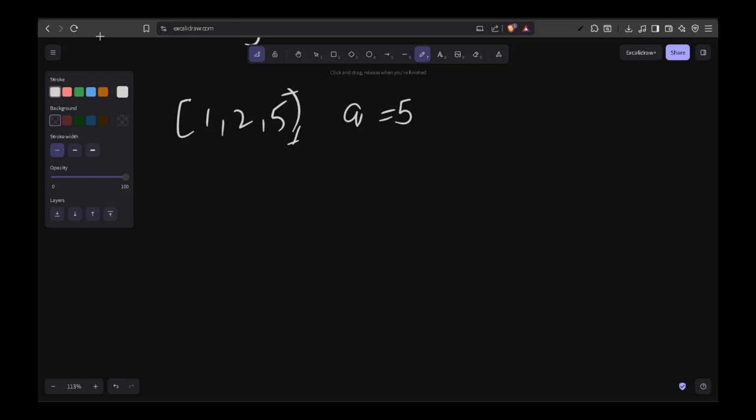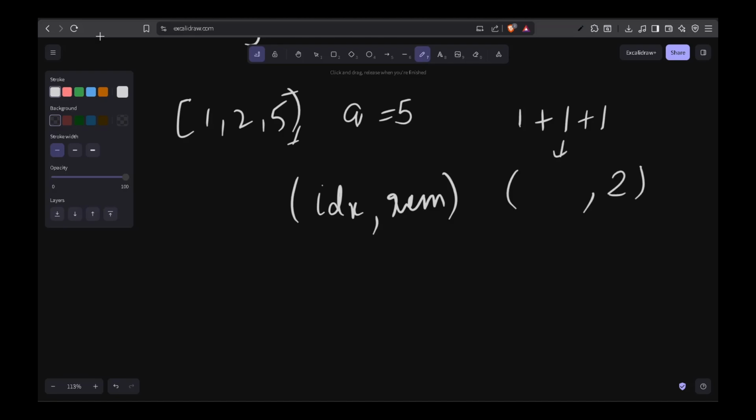So every DFS call, the call would be something like this. It will have the index and the remaining amount that is left. Okay, so let's say we have used 1, we have used 1 again, and we have used 1 again, right? At this moment, the amount remaining for us, like calling after this, amount remaining would be 2, right? And the index would be 0. Why?